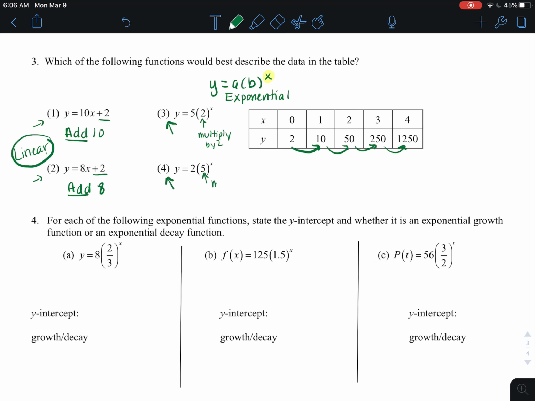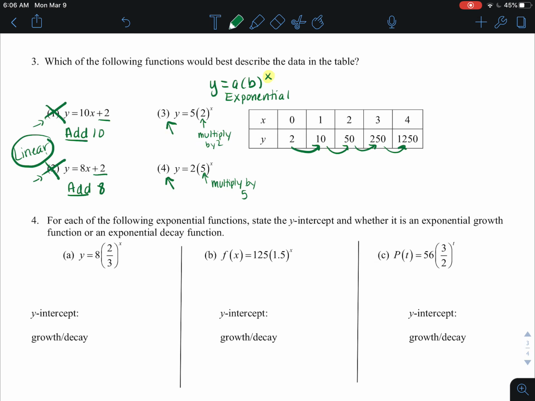And number 4 is saying we're multiplying by 5. So let's investigate. If I wanted to get from 2 to 10, I could say add 8, but then is that consistent? 10 to 50 is not adding 8. And 50 to 250 is not adding 8. And it's certainly not adding 10. So we can get rid of both of our linear choices.